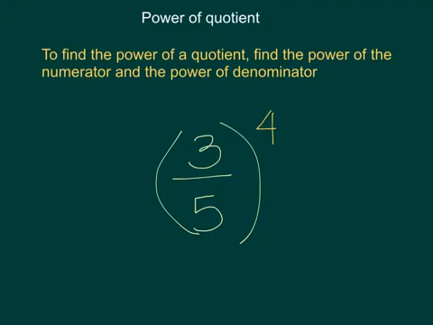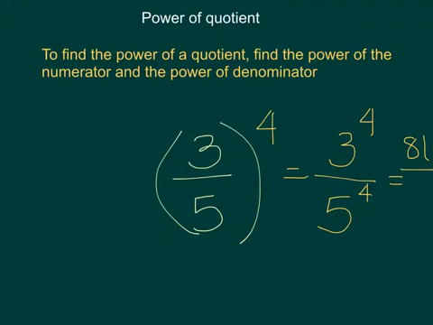When you have the power of a quotient, you find the power of the numerator and the power of the denominator. So for example, if we had 3/5 to the fourth power, we would want to actually find 3 to the fourth power over 5 to the fourth power. And 3 to the fourth power is 81, and 5 to the fourth power is 625, and then you simplify when necessary.